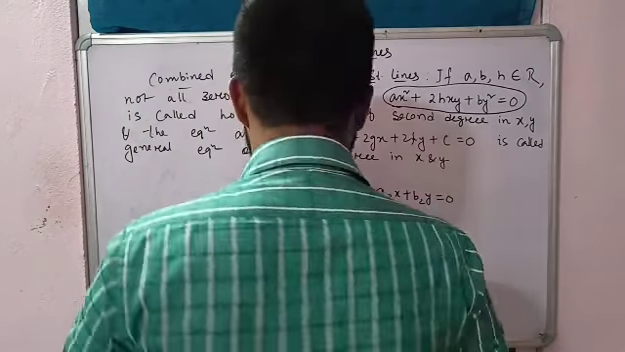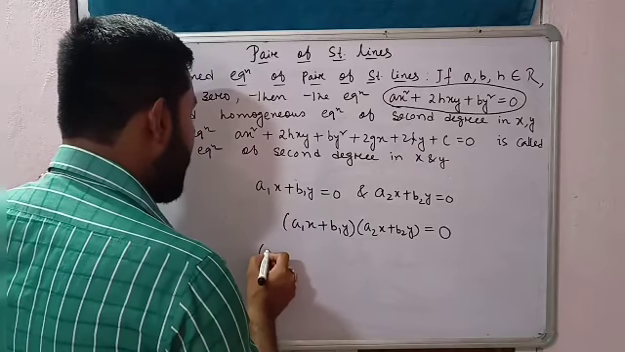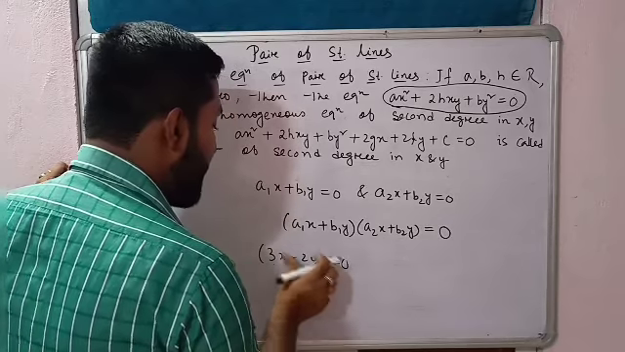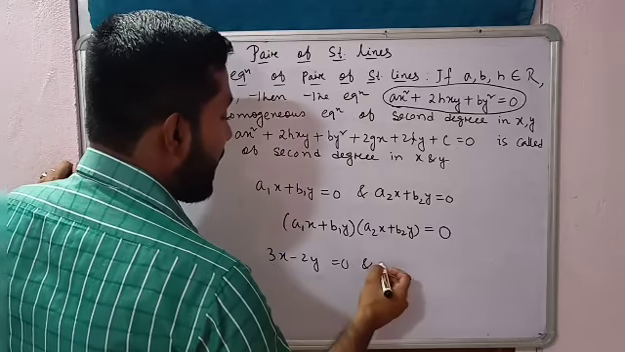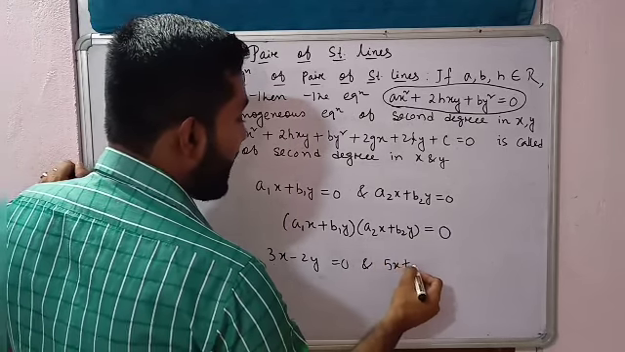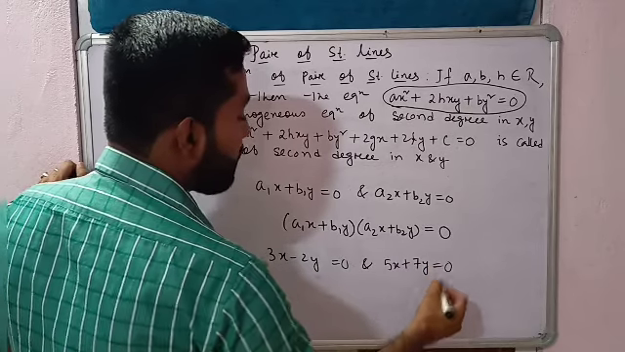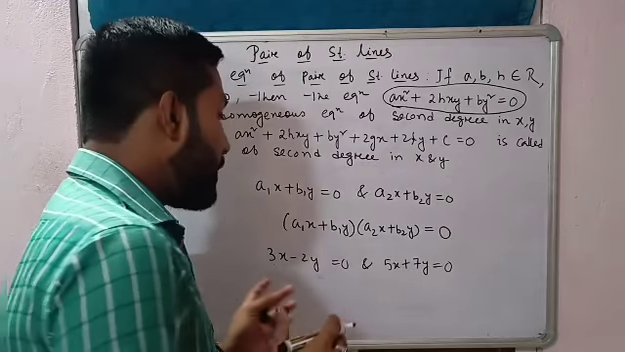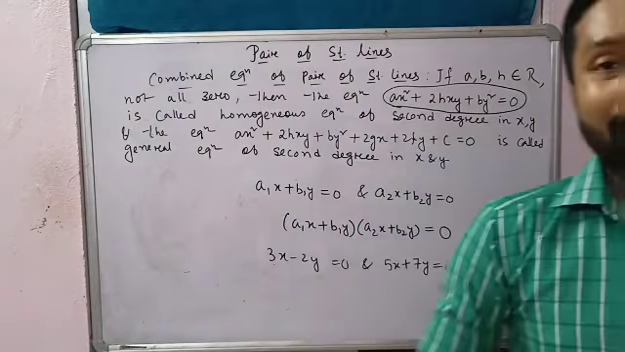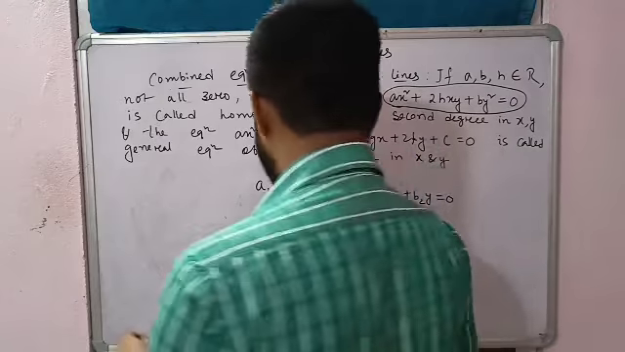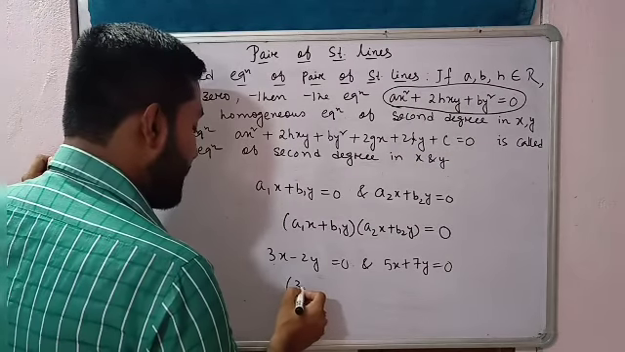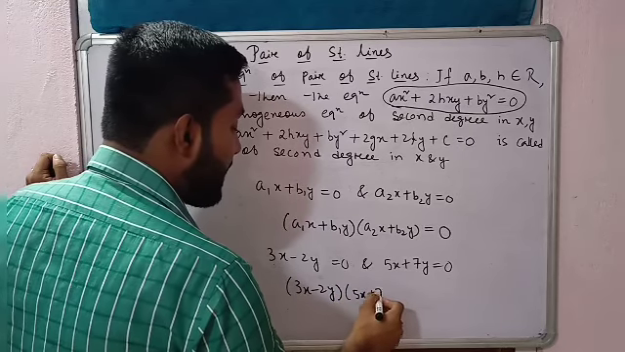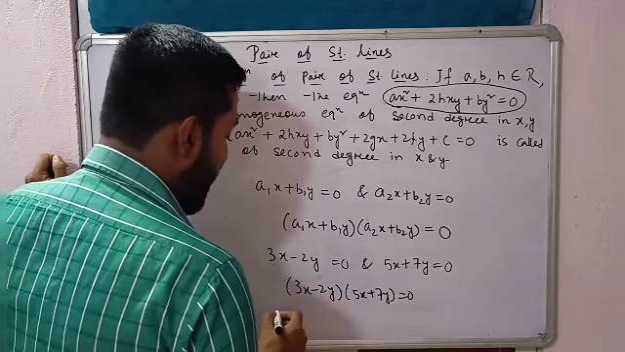Let us take one example. Suppose there are two equations, say 3x minus 2y equal to 0 and 5x plus 7y is equal to 0. Okay, these two are the linear equation. Now if I want to combine these two equations, then what will be the combined equation of this pair of straight lines? So if I want to combine these equations, look at here, then it can be written as (3x minus 2y) into (5x plus 7y). This is equal to 0. Yes. Now expand this one.